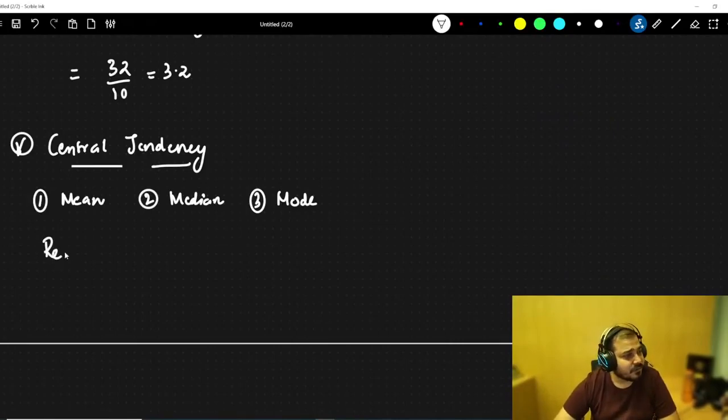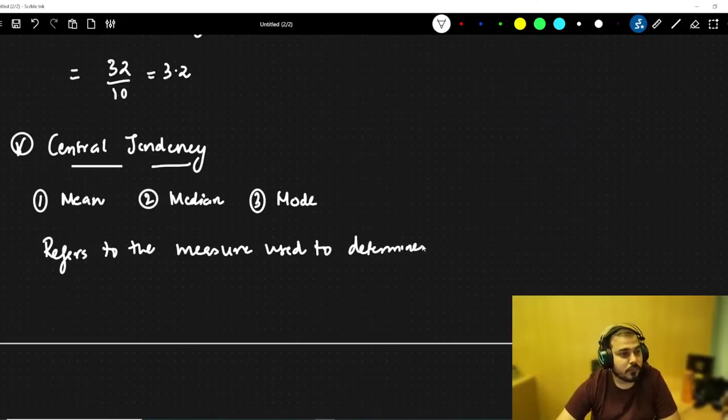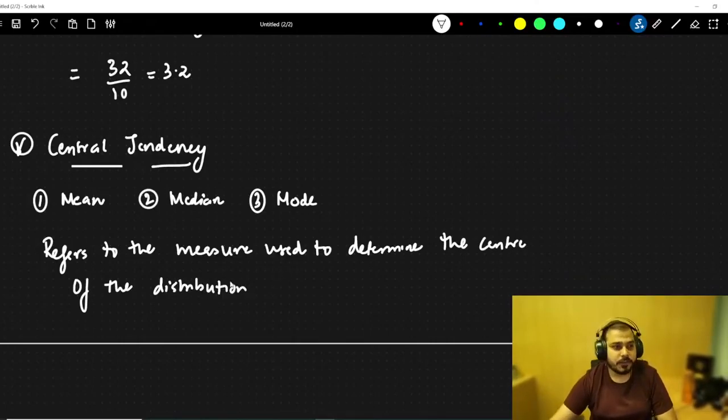you can just say that it refers to the measure used to determine the center of the distribution of the data. That basically means whenever I have data, if I want to find out the center part of that particular distribution, I can use mean, median, mode. Why specifically we'll be using each, I'll be talking about, but I hope everybody got the definition till here. Everybody clear with this?